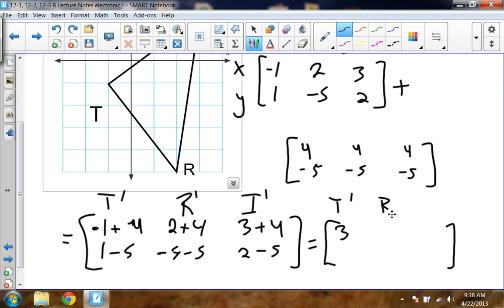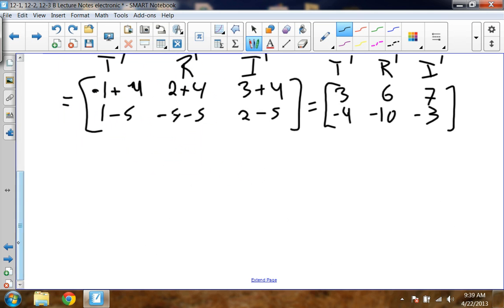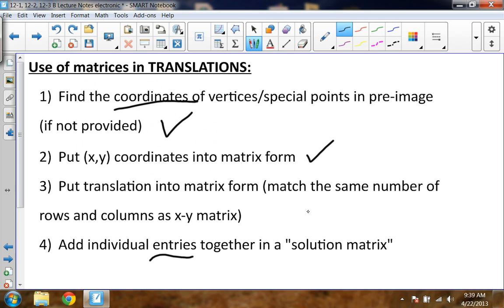Here, one sec. 2 plus 4 is 6. 3 plus 4 is 7. 1 minus 5 is -4. -5 minus 5 is -10. And 2 minus 5 is -3. So these are my coordinates, although they're not put in. Let's check that last one off. We put them into matrix form and solution matrix.